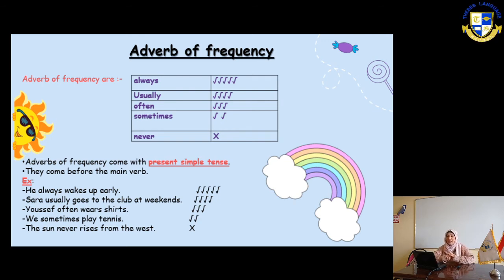For example, he always wakes up early. It means that he does it every day, okay? Number 2, Sarah usually goes to the club at weekends, okay? Yusuf often wears shirts. Not all the time. It's very few times, okay? So, Yusuf often wears shirts.